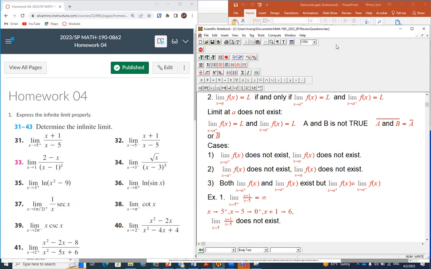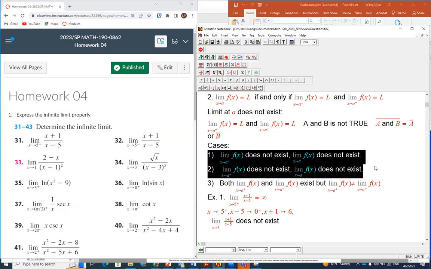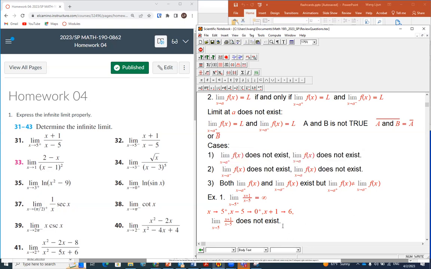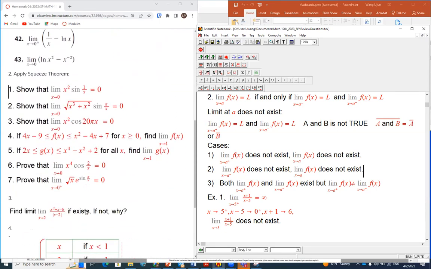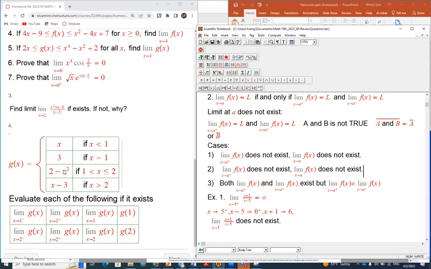I hope you understand that. You see, the limit from one side does not exist, so the limit does not exist. Here, of course, it's being asked in different questions. But if we just go further, a lot of these questions will belong to these two cases. So we do have these cases. More cases.